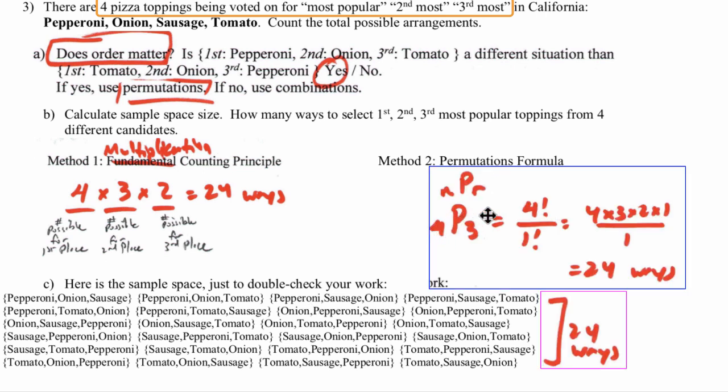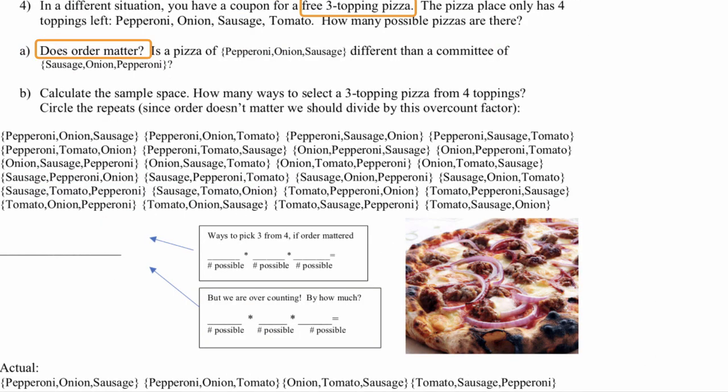And the permutation formula also works, nPr. So from 4, I'm selecting 3 where order matters. 4 factorial over 4 minus 3 factorial gives me 4 times 3 times 2 times 1, which is 24. So all of these ways would give us 24. Okay? Now let's consider a similar idea, except let's say I've got a coupon for a free 3-topping pizza. This pizza place only has 4 toppings left: pepperoni, onion, sausage, tomato, just like the previous problem. How many different pizza possibilities are there?